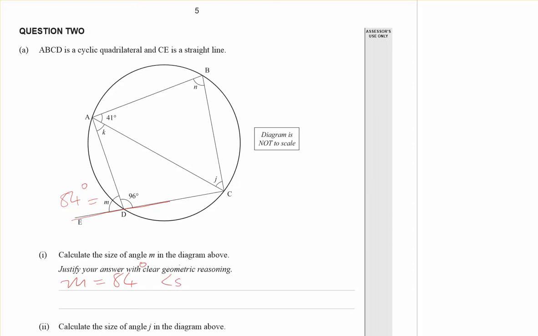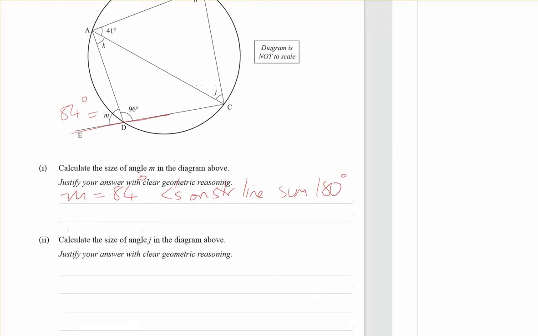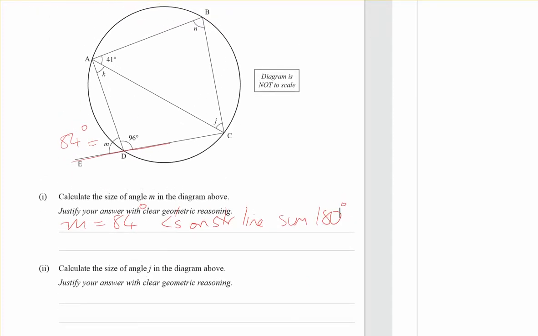The reason is angles on a straight line sum 180. Right, calculate the size of angle J. So angle J is over at the side here.